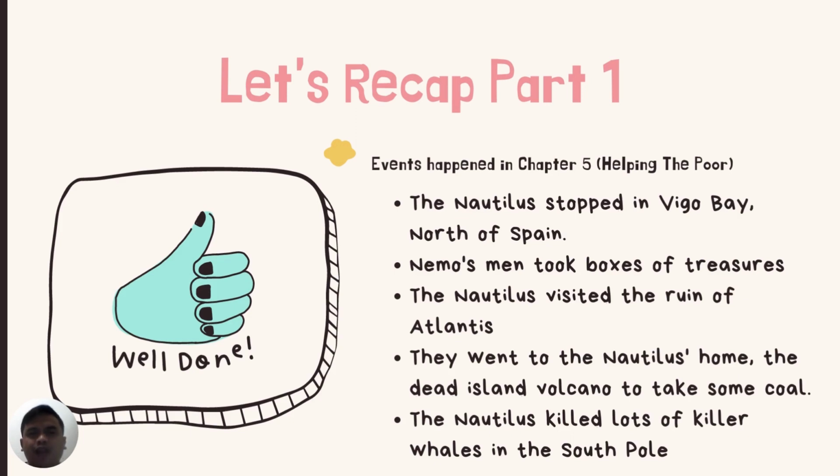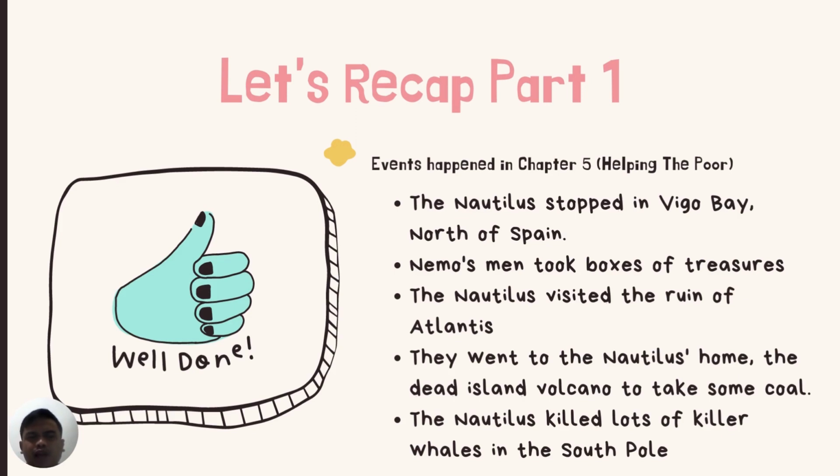Well, the title of chapter 5 is Helping the Poor. Based on my reading in chapter 5, the Nautilus, or the submarine, stopped in Vigo Bay. This is an area in the north of Spain. And then Nemo's men took some boxes of treasure and went back. After that, the Nautilus visited the ruins of Atlantis. If you read chapter 5, you will find many interesting facts about Atlantis. I think you should read it by yourself. Okay, so after this, please read chapter 5.